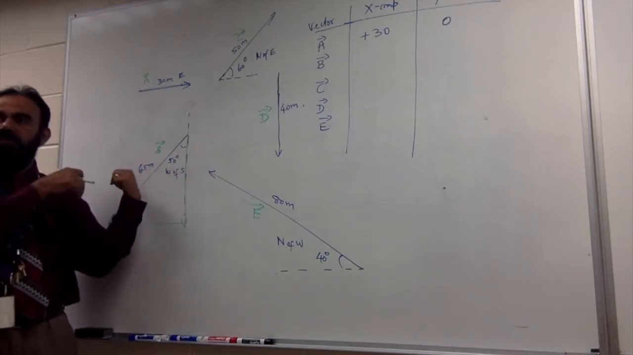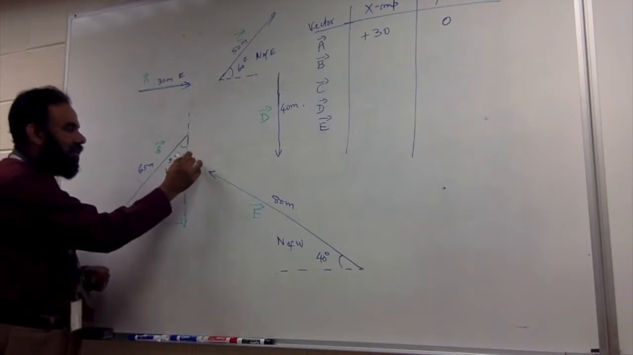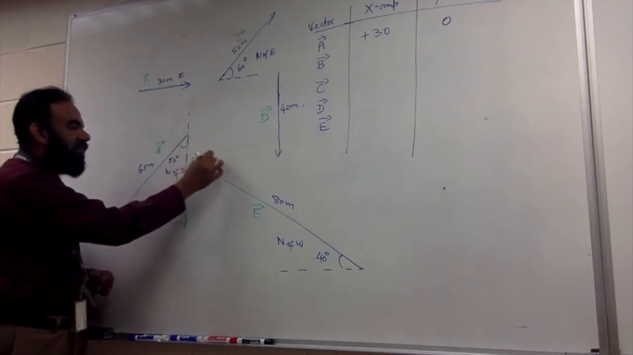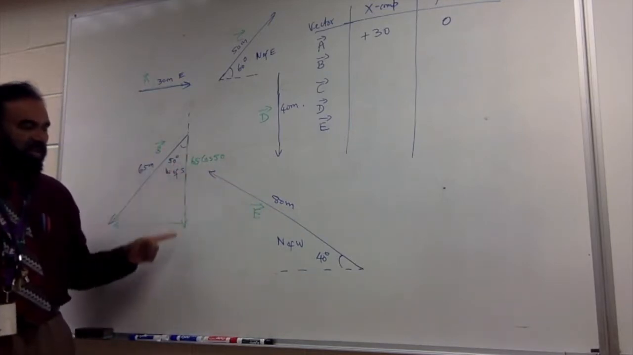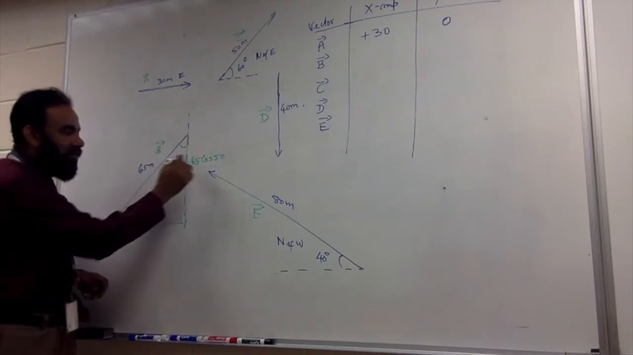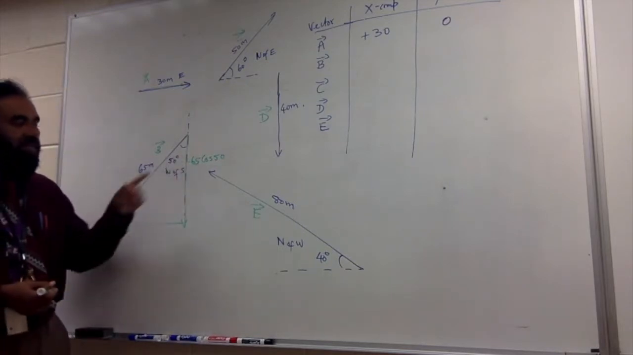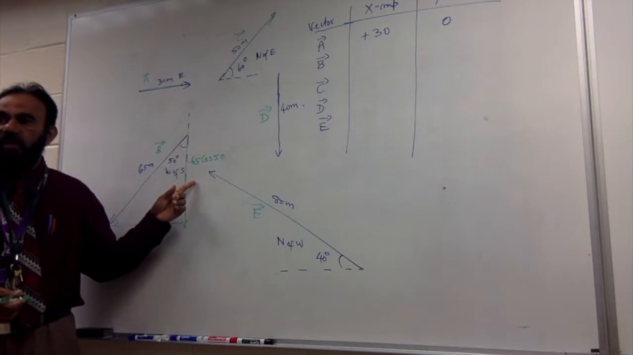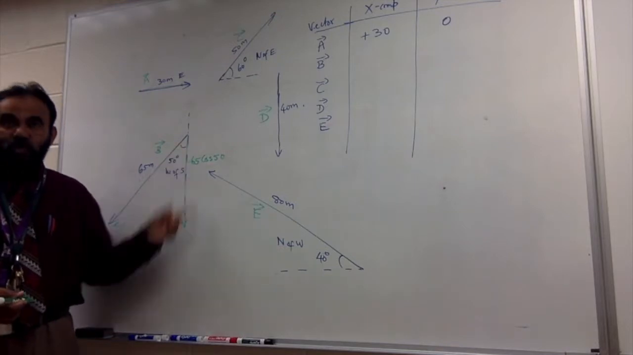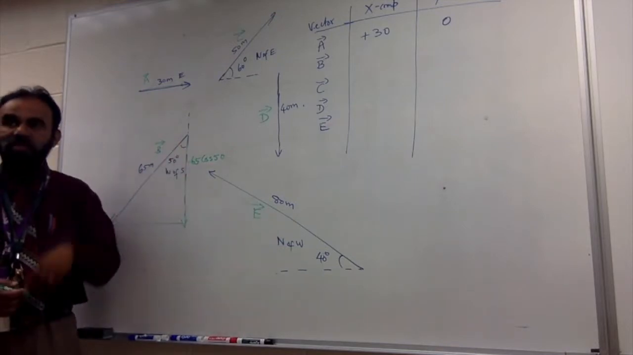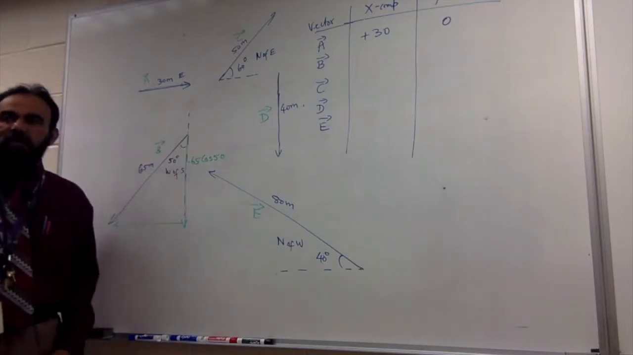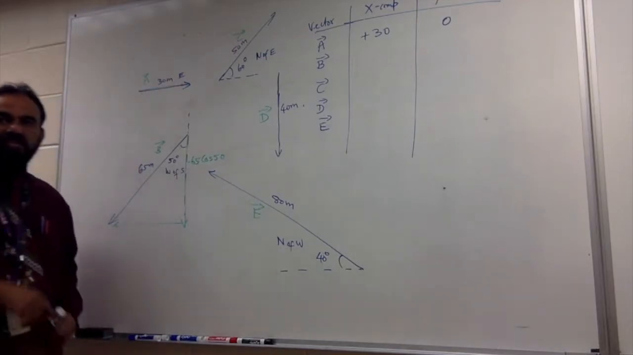65. Always say the vector first. 65 cosine 50. And is it positive or negative? It's negative, so minus. That is which component, X or Y? That's Y. So make sure what it is. But anyway, first do the splitting part of it. Don't confuse the entry at the same time.